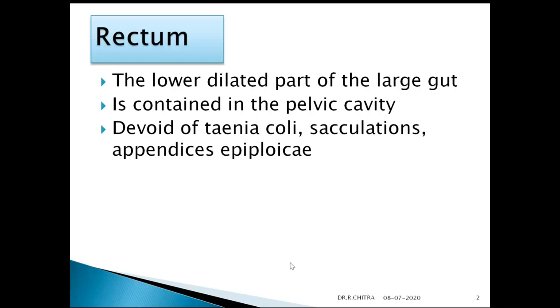The features of rectum are: it differs from the large intestine as it doesn't have taenia coli, sacculations, appendices epiploicae. As the other parts of the large intestine will have these, but this rectum differs from the other parts of the large intestine.